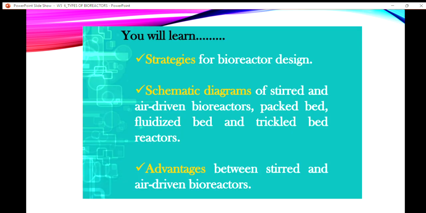Okay, so for today you're gonna learn the strategies to decide or to choose the bioreactor design, and you're able to know the schematic diagram of each of the bioreactor designs, as well as to identify the advantages and disadvantages of each design.